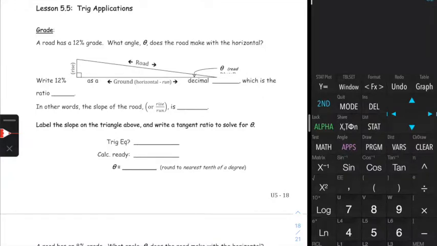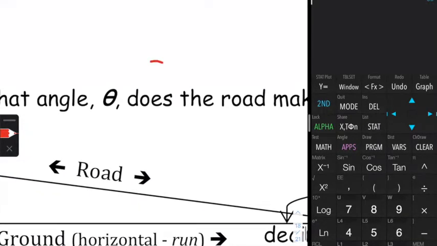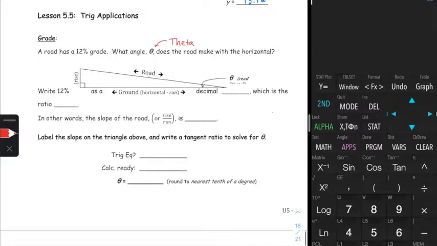All right, today we're going to be talking about trig applications. The first thing we'll look at is road grade. So you have a road that has a 12% grade. What angle theta, and that's the little symbol usually used for an angle, what angle theta does the road make with the horizontal?